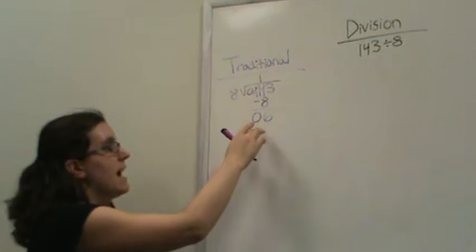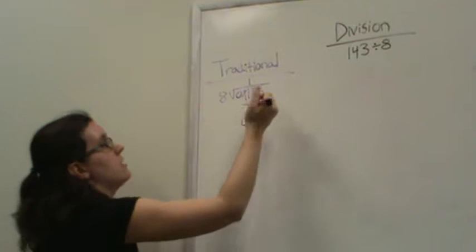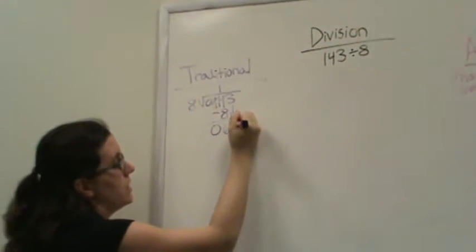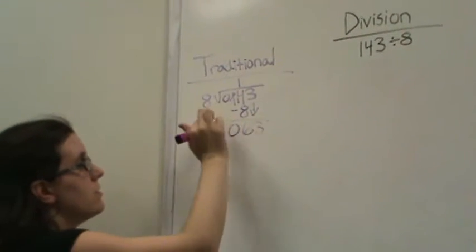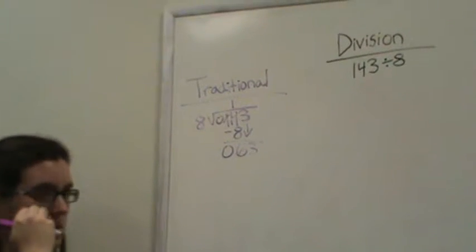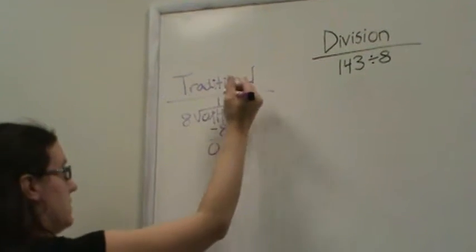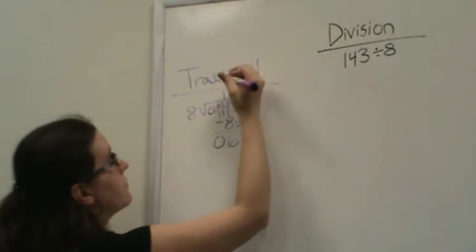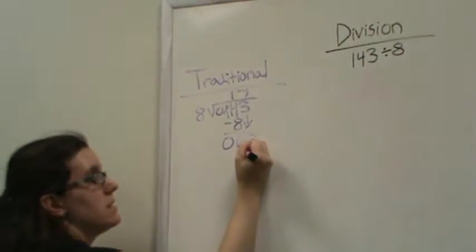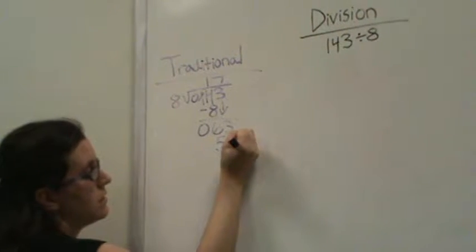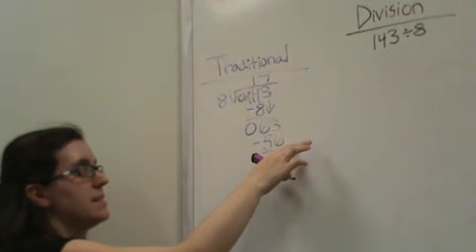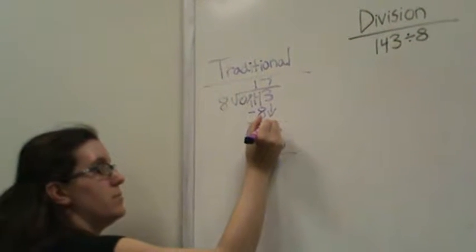But 8 does not go into 6, so you need to drop down the 3 from right here and do 8 into 63. 8 into 63, the biggest number I can think of, is 7 times. And that is 56. Subtract 56. You cannot take 6 away from 3, so you need to borrow again.